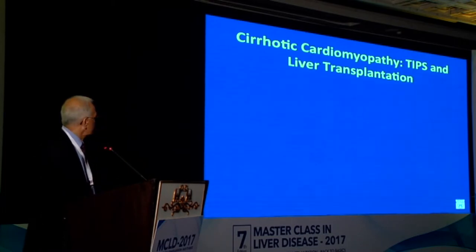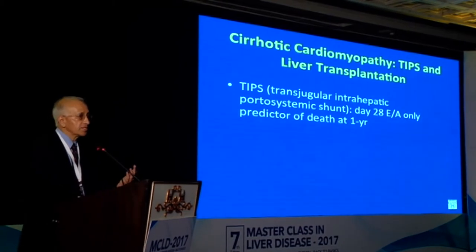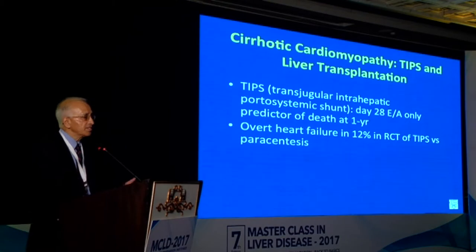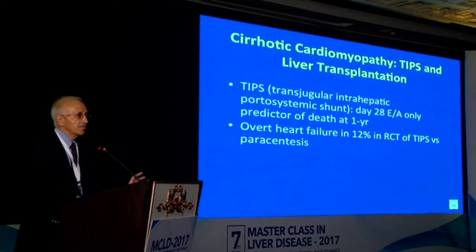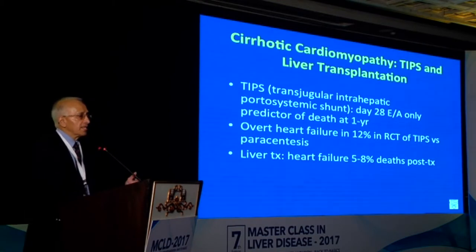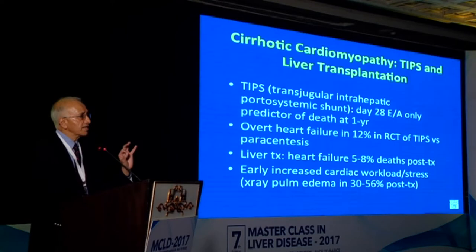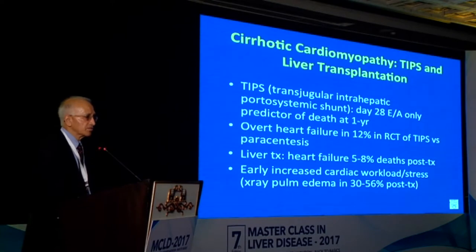What about TIPS and liver transplantation and cirrhotic cardiomyopathy? Again, the E/A ratio is important in determining outcome of these patients. In the randomized controlled trials of TIPS versus paracentesis, 12% had overt cardiac failure, and I assume that these patients had underlying cardiomyopathy. In the liver transplant patients, post-transplant heart failure occurs in about 5 to 8% of patients. We'll talk about what the causes might be a little later. And if you look at the patients who have undergone a TIPS, and you look carefully at the x-rays, you'll see evidence of pulmonary edema in these patients, but ultimately this also resolves.